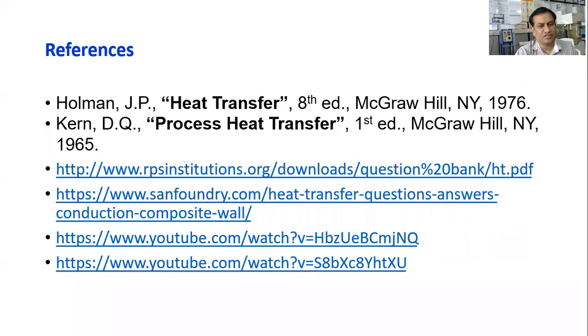So for the details of this composite wall and the heat transfer operation, you can go through these references, the books as well as the URL are given.